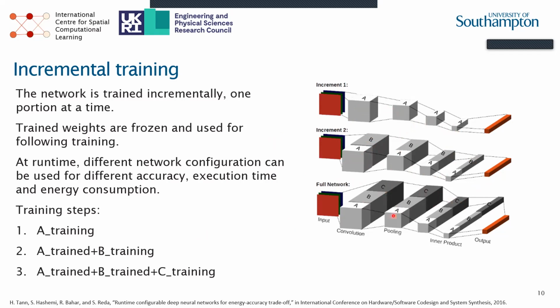We repeat the same process for C. So after the network is trained incrementally, we will have, in this case, 3 model configurations, which is A, AB, and ABC. Right? We have 3 different model configurations. At runtime, we can switch to one of the configurations to meet different accuracy, time, or energy consumption targets. And all these networks share the same backbone, which is the largest, the full network.